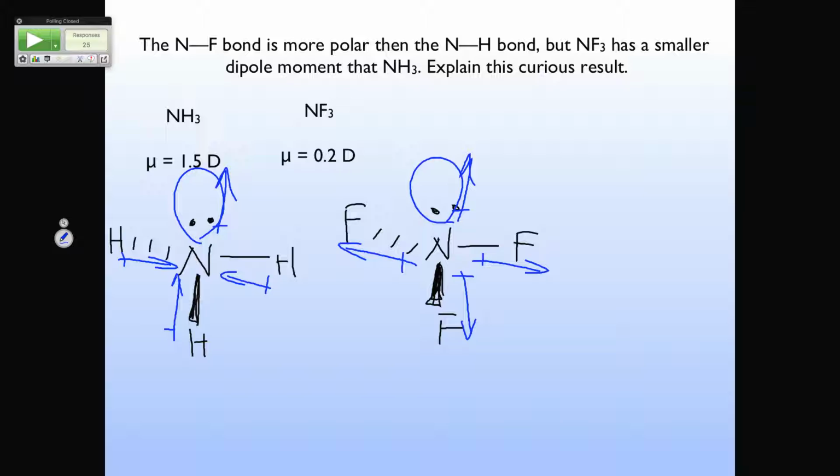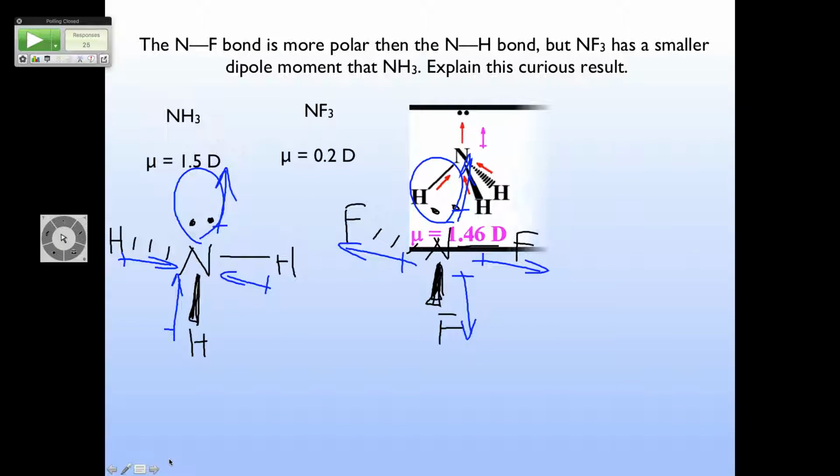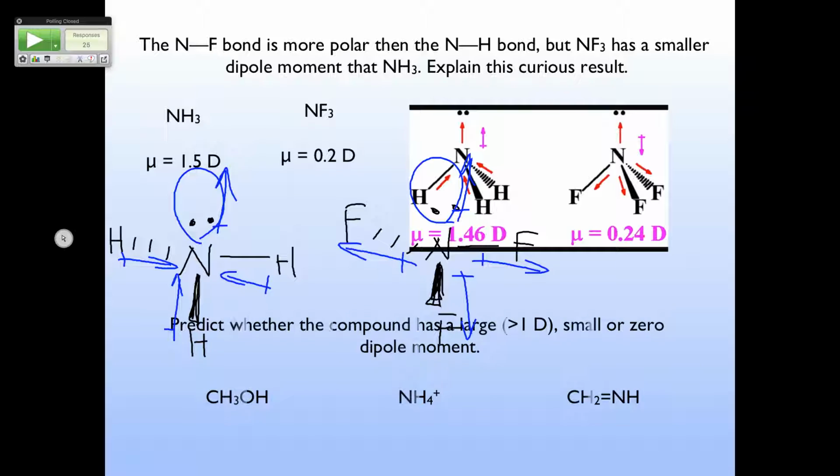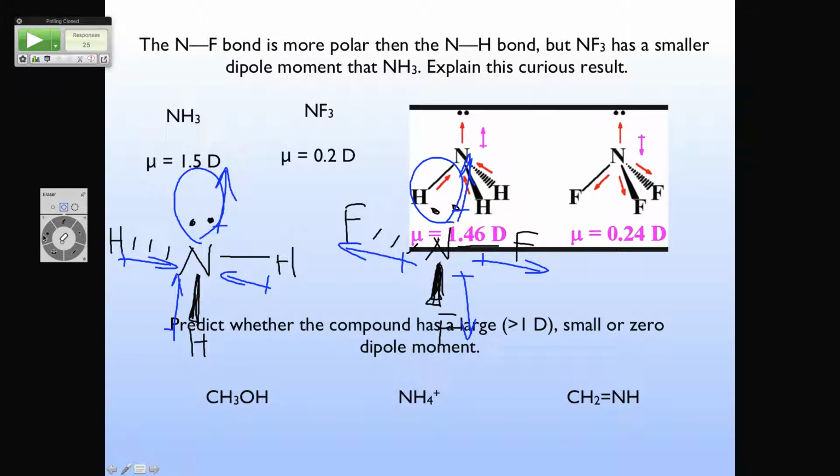You see how to think about it, because that's the most important thing, figuring out how to think. Oh, I forgot that was over there. Those are the actual numbers and the little things pulling. Okay, predict whether the compound has a large (greater than 1 is large), small, or 0 dipole moment. I'll erase those while you think so that we can read the writing.